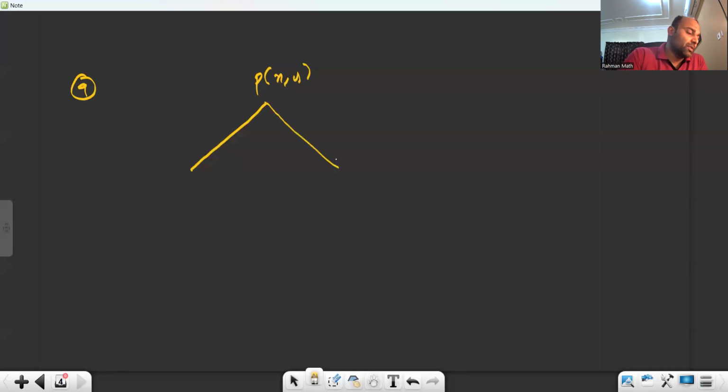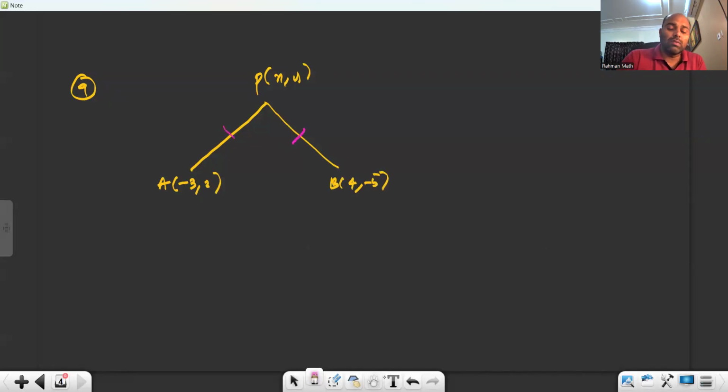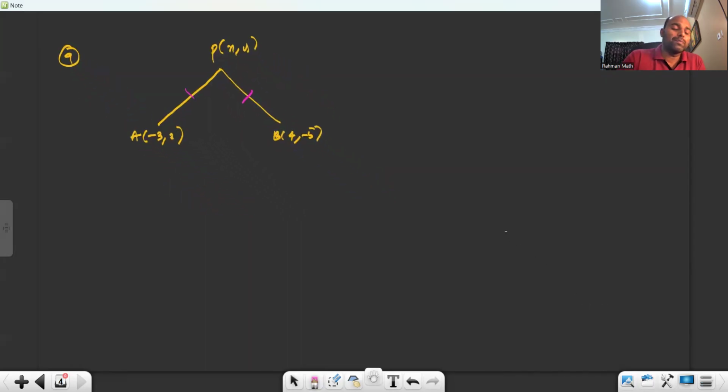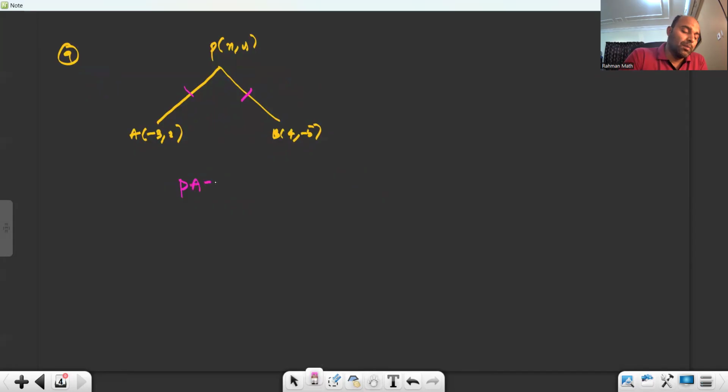P(x, y) is equidistant from the points A(minus 3, 2) and B(4, minus 5). This distance and this distance are equal. Given that PA equal to PB.